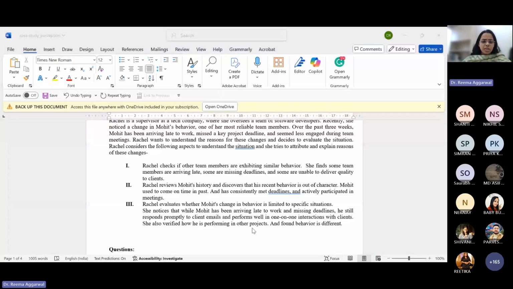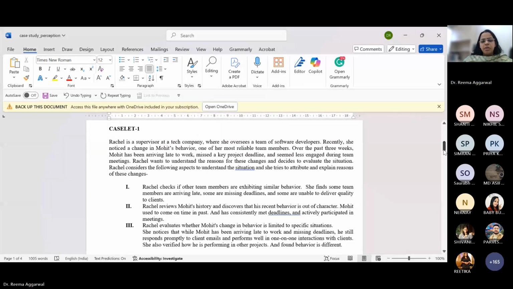Before we start with this, tell me one thing, which behavior is being attributed? Which behavior is Rachel trying to attribute? What is the behavior? हम क्या attribute कर रहे हैं? Anyone? It's punctuality. He used to come on time, but he is not.